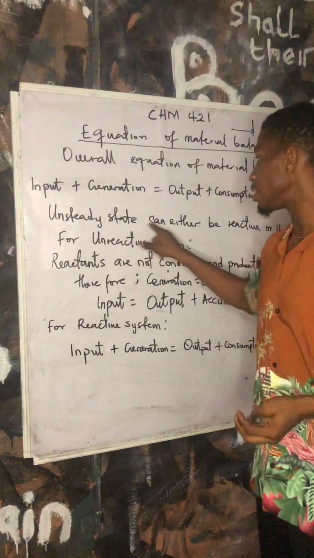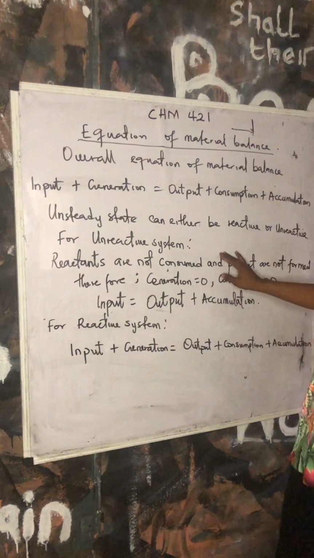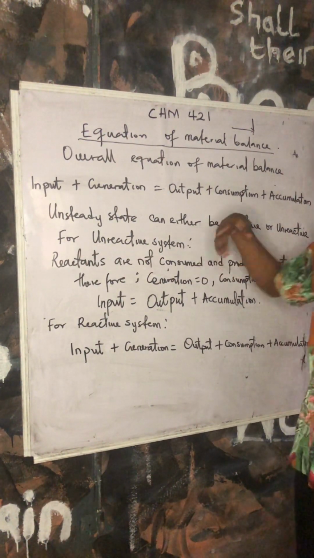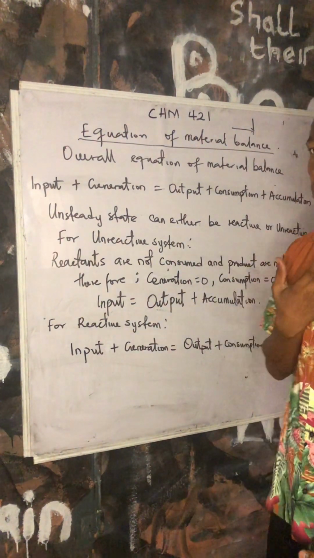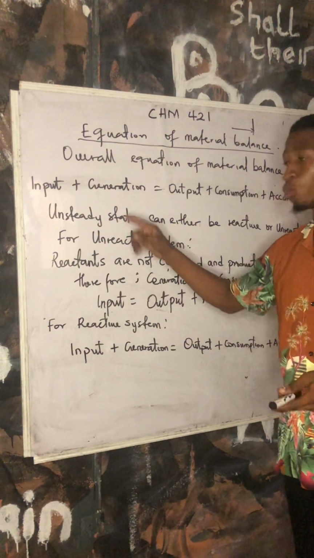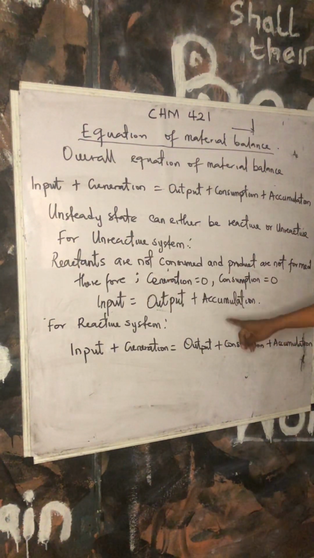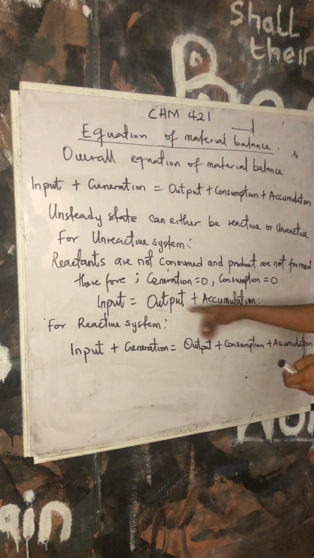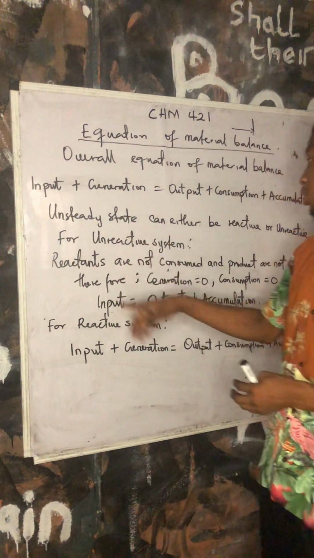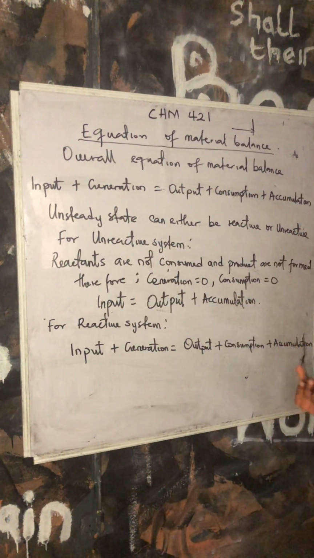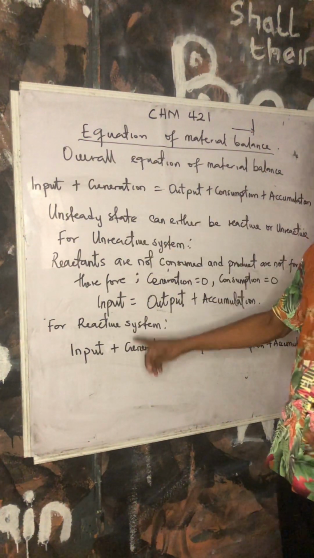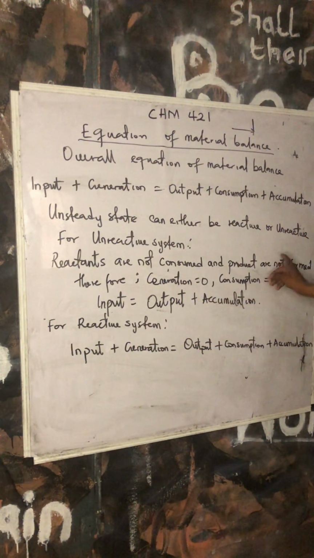Now for unsteady state, unreactive system, we're dealing with unsteady state for now. When you have an unreactive system, meaning reactants are not consumed and products are not formed, in that case generation will be what? 0, and consumption will also be 0. When that happens, input will now be equal to output plus accumulation. Why? Because generation is 0, consumption is 0. So for unreactive system, unsteady state, input is always equal to output plus accumulation.